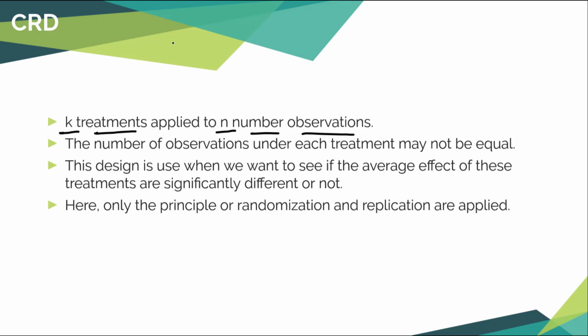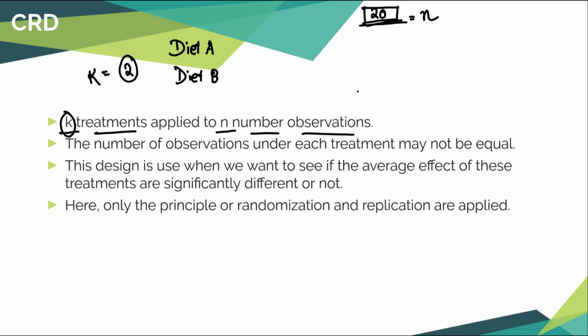So let me give you an example to explain it, right? We have the same example, two diet plans, diet A and diet B, right? And there are 20 people who are ready for the experiment. So in that case, what is K treatments? In our case, we have 2 treatments. So K will be equal to 2. What is this 20? 20 is the number of observations that you have. So N is equal to 20, right?